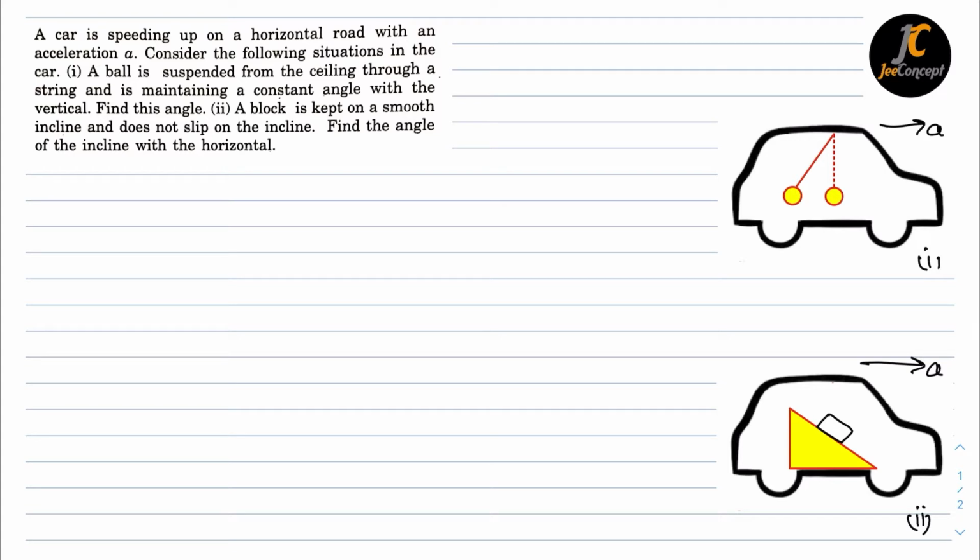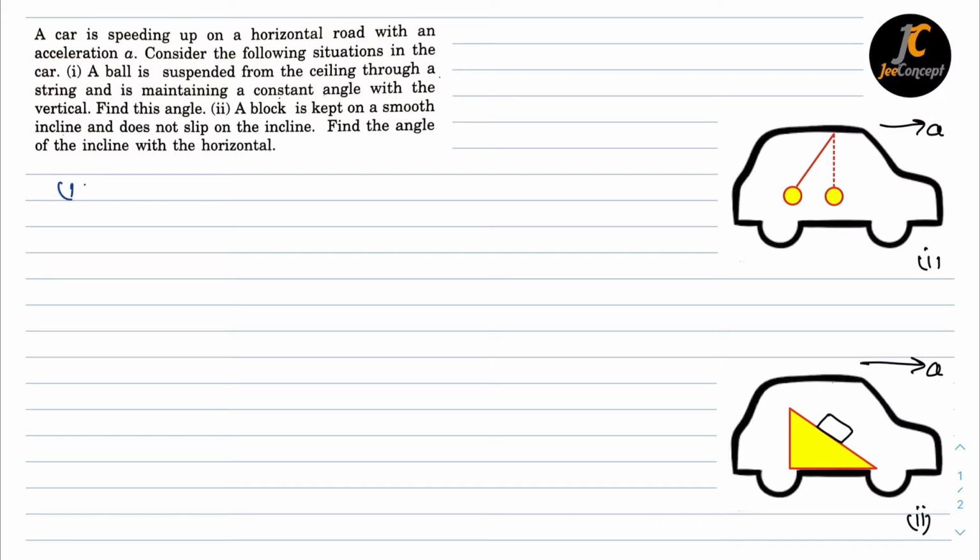Number 2. A block is kept on a smooth incline and does not slip on the incline. Find the angle of the incline with the horizontal. So I have drawn both the situations. In the first situation, the ball is suspended from the roof of the car and it is making an angle theta. In the same way, a block is placed on an incline which is making an angle theta, and the car in both situations is accelerating with an acceleration a.